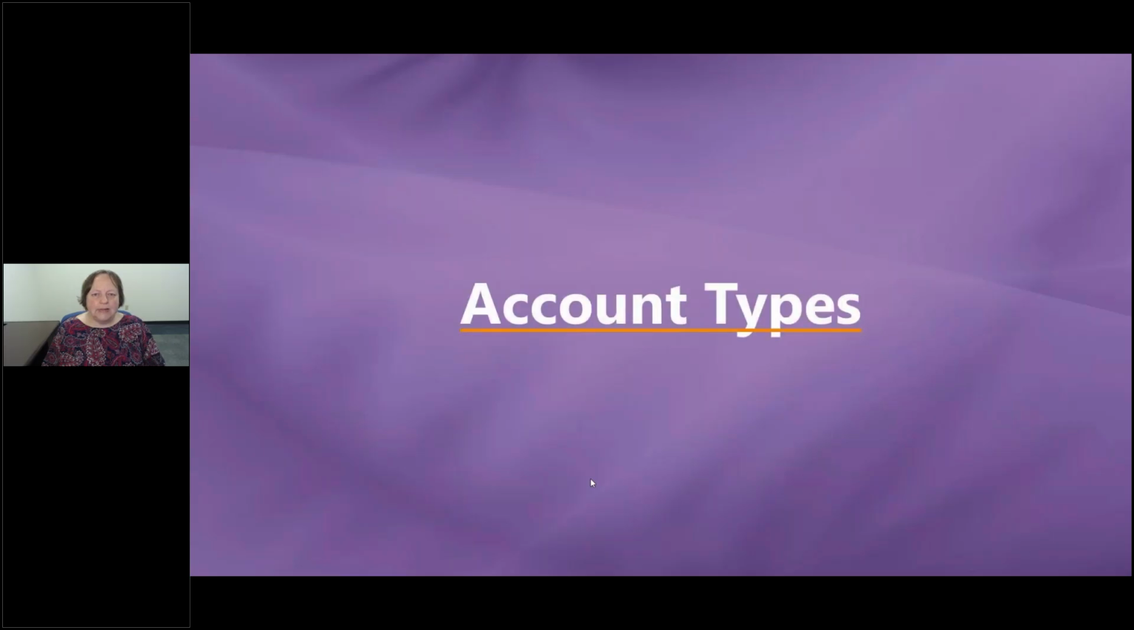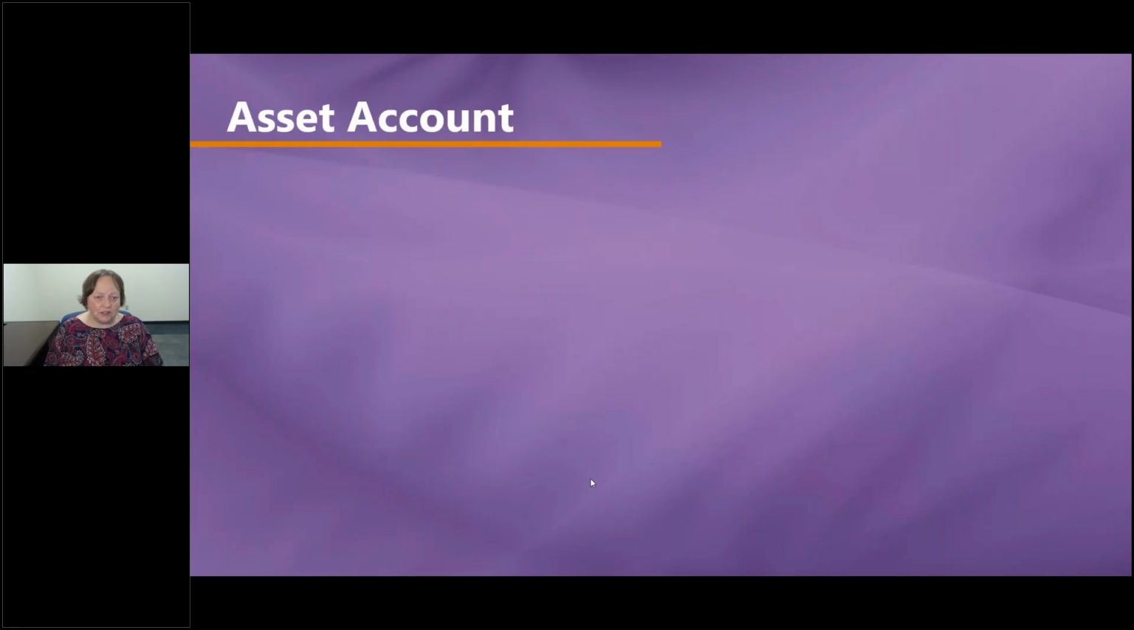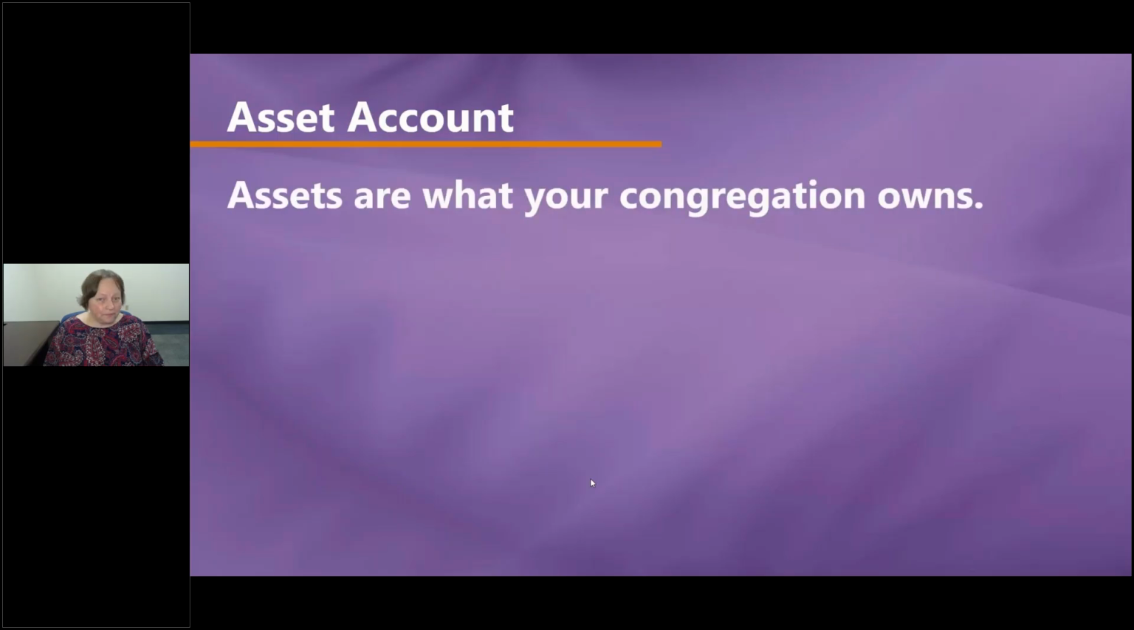So next we want to talk about the account types in Shepherd Staff. They're pretty much the same as what you would see anywhere else in your accounting system, but we'll talk a little bit about the exception there. We're going to start with your most basic, which is your asset accounts. That's the very first thing you need in order to be able to receive or spend money, mostly bank accounts and things. So assets are what your congregation owns.